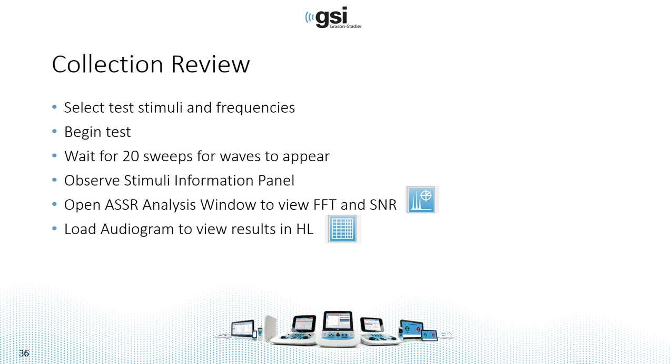Okay, so let's review. First, you select the test stimuli and the frequencies. You're going to start the test. You're going to wait about 20 sweeps for the waveforms to appear. That's when you first start getting test data. You're going to observe the stimulus information panel during the collection because that's where you're going to see the frequencies turn green, which indicates a response is present. You're going to open up the ASSR analysis window to view the FFT and the signal to noise ratio. And then you're going to also load the audiogram so you can view the results in HL. These are all things that you're going to do while the test is going.